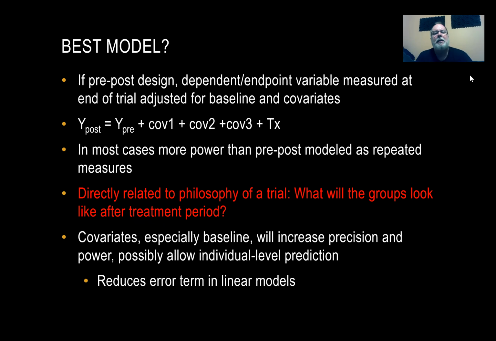Let's see. And I'll just emphasize one thing on this slide. This is kind of redundant with the other one. Using the actual value directly answers the question that is addressed by the philosophy of a parallel groups trial. And that is, what will the groups look like after the treatment period? If I give a treatment A to a person versus treatment B, what will their score or condition look like at the end? Covariates really help by increasing precision and power. They also allow possible individual level prediction of an outcome. Next slide.